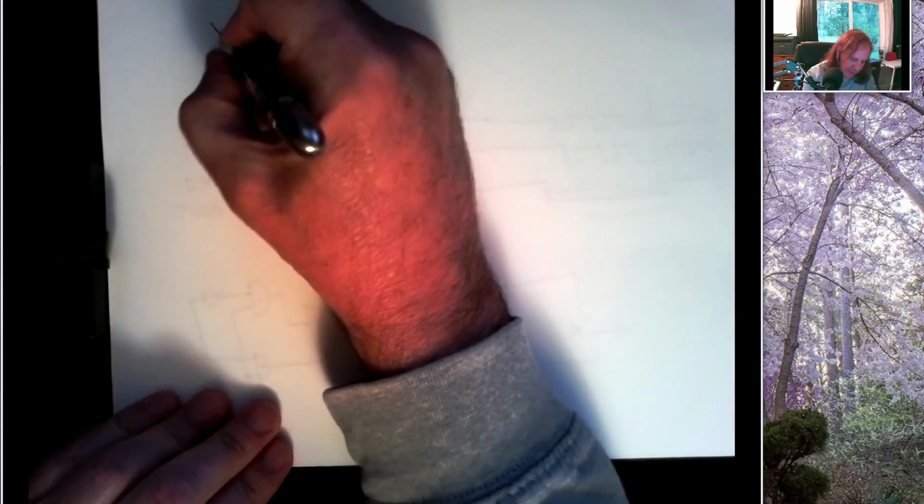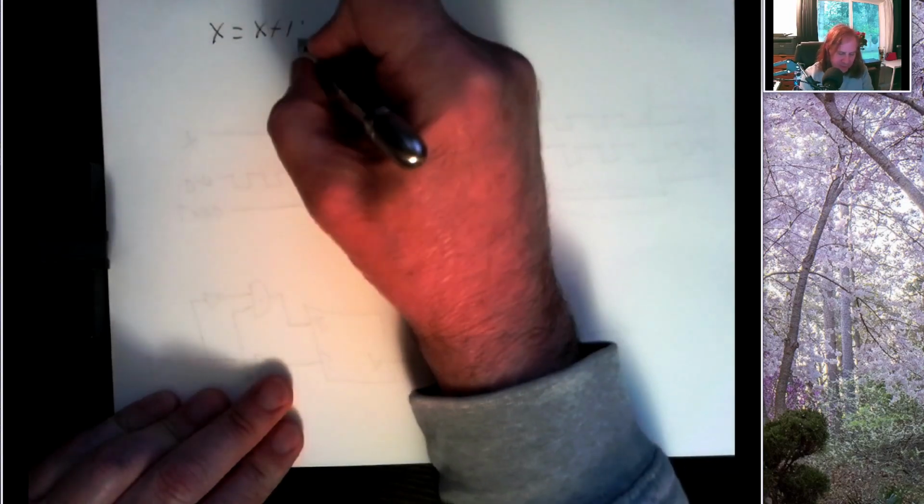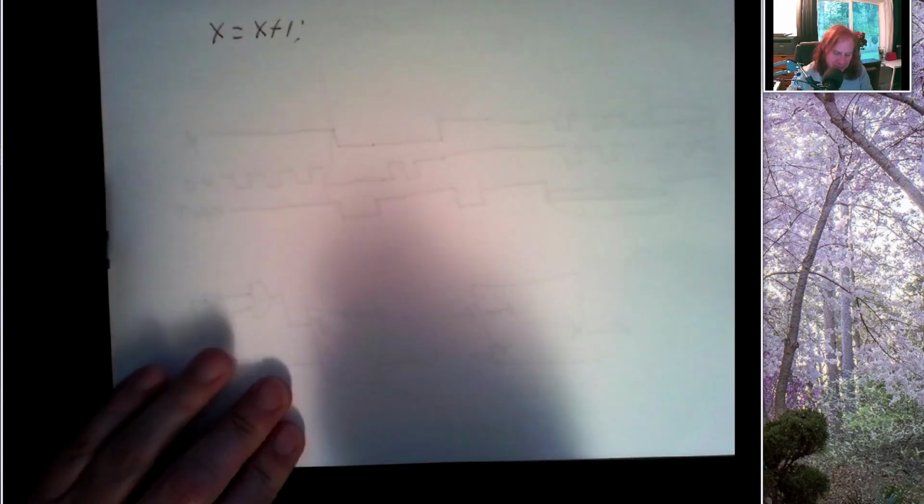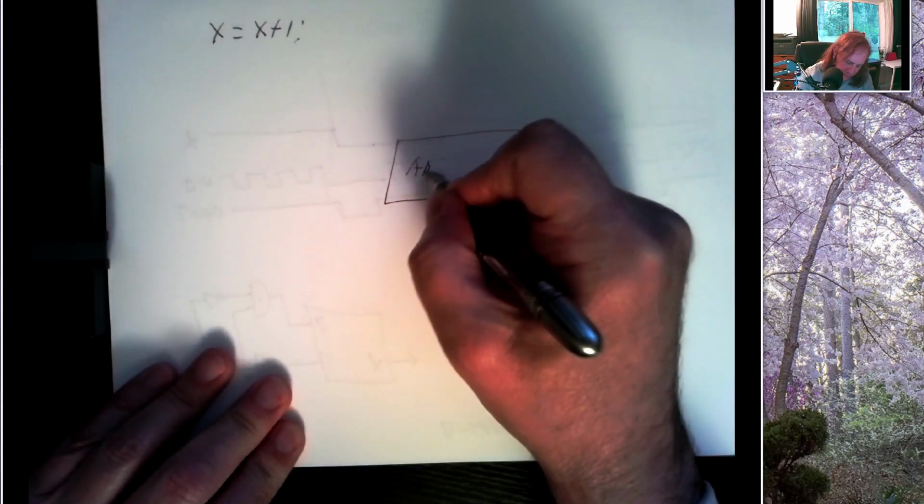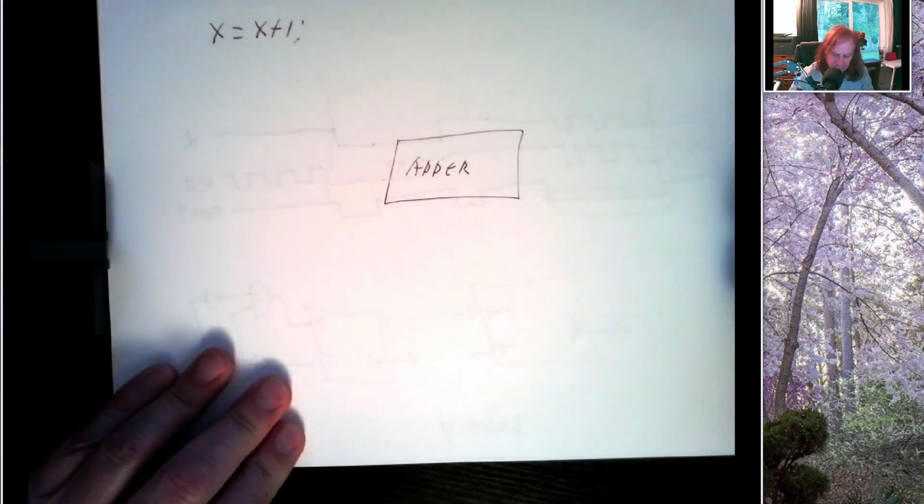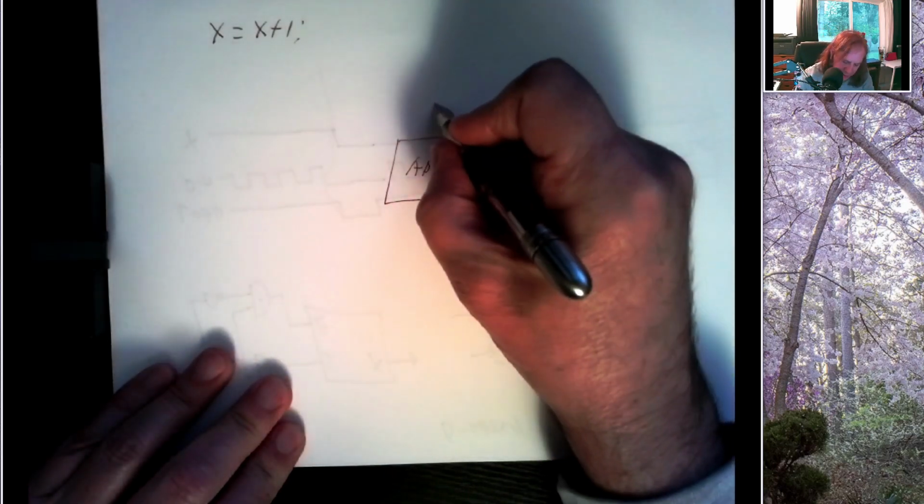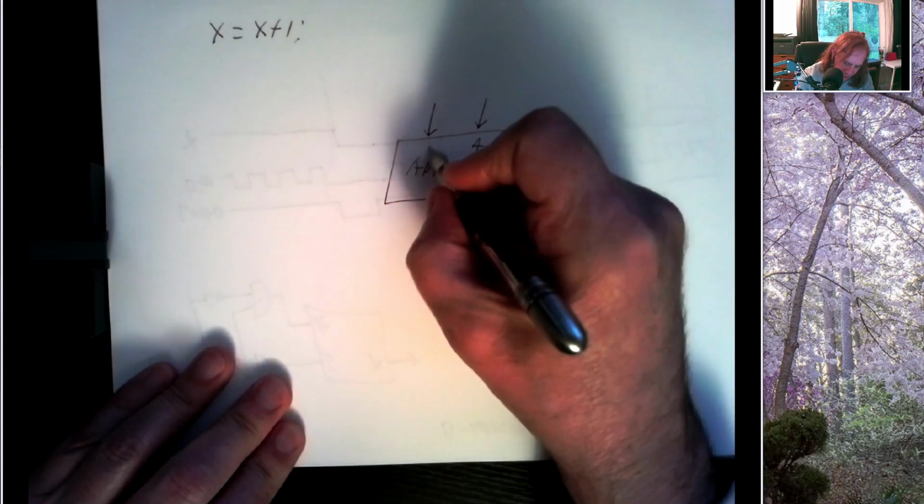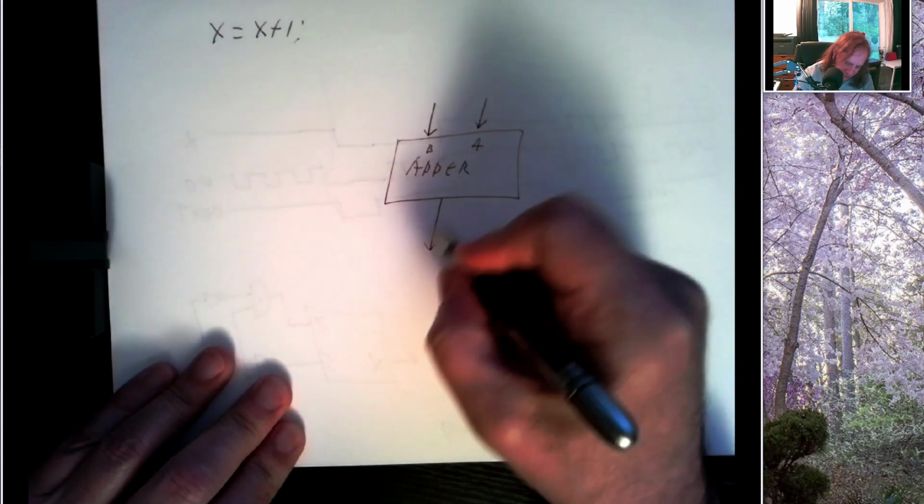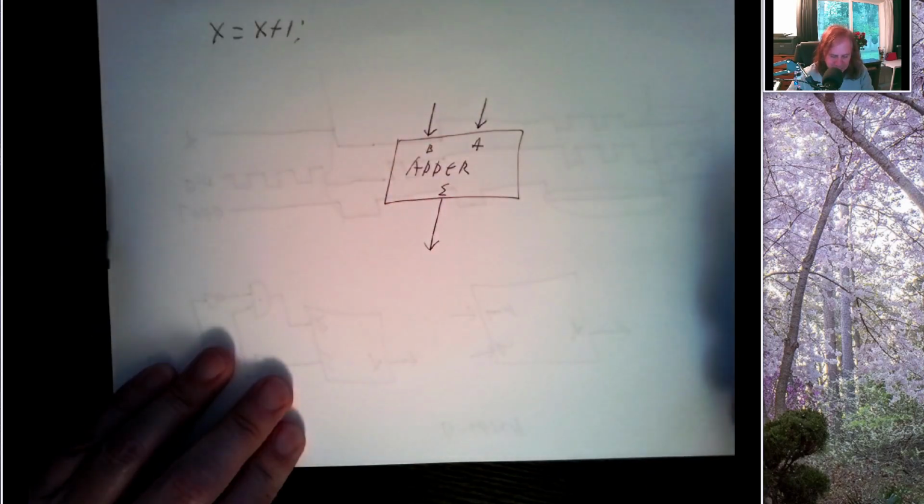Suppose we're writing a program and we're about to execute the statement x equals x plus 1. So this is a C statement, for example. We have an adder, and it takes two numbers in. Let's put our two numbers in here. We'll call this A and B, and it generates a sum coming out.